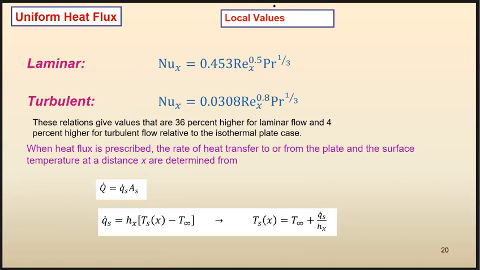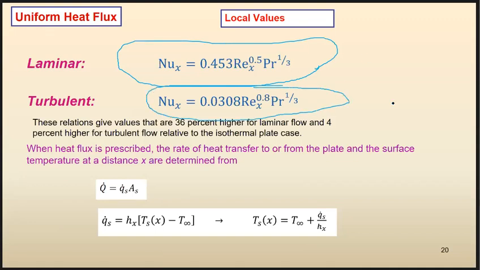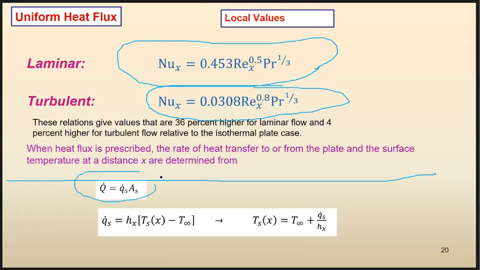So what if, instead of uniform surface temperature, you have uniform heat flux? If you have uniform heat flux, then your local laminar Nusselt number and turbulent Nusselt number can be calculated using this equation also. If it is a uniform heat flux, then you can easily calculate your total heat rate, right? Just multiply the heat flux times the area.